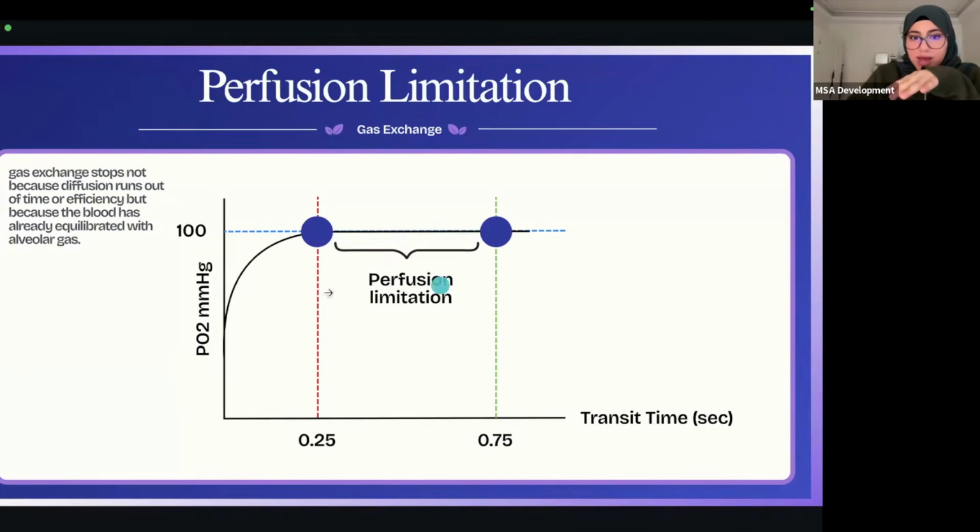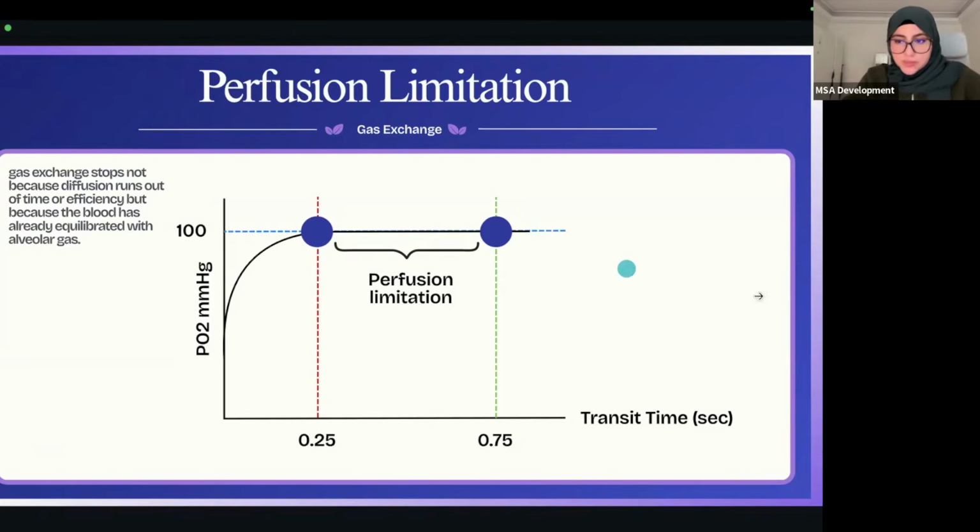Gas exchange happens normally, and then it becomes an equilibrium. So there's no longer any kind of gas exchange that can happen unless you add more blood volume and you increase perfusion, which is the whole point: the only thing that limits this kind of gas exchange is perfusion.